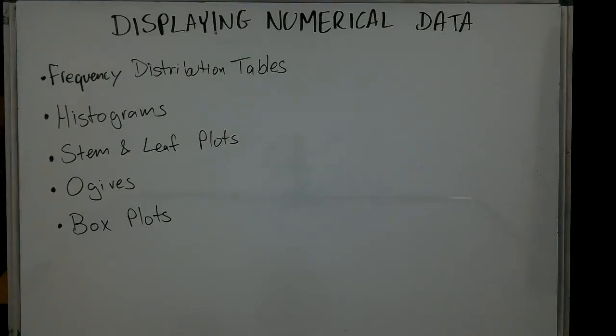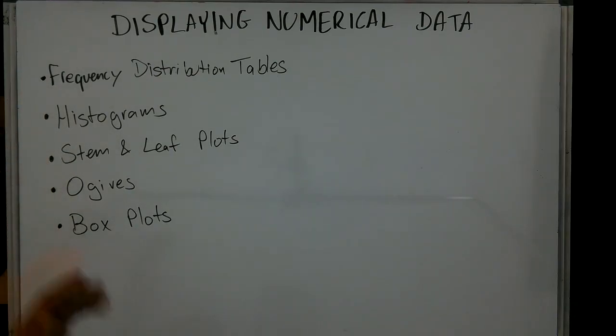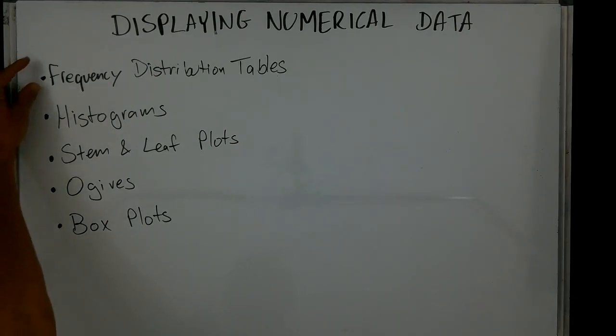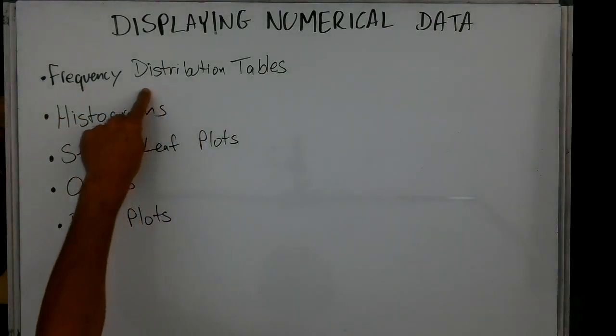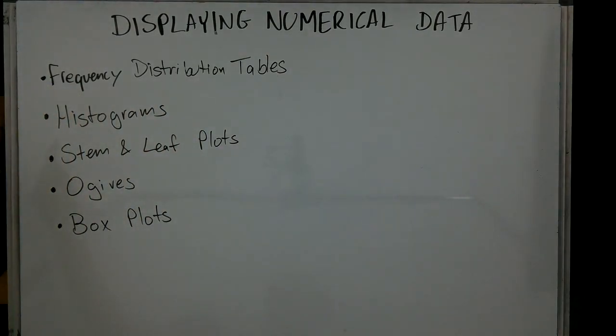Okay, in this video we're going to start looking at displaying numerical data. We've looked at categorical, now we're going to go numerical. There are quite a few different ways that we can display this data. Frequency distribution tables are the same as what we've done in categorical data, where we're just counting how many things we have. In this video we're just going to concentrate on histograms. We'll do the others in following videos.